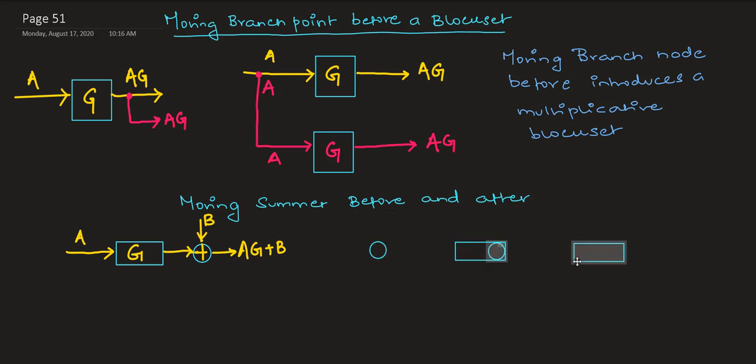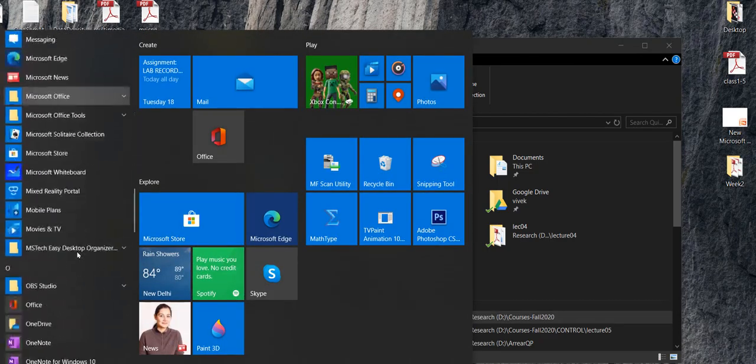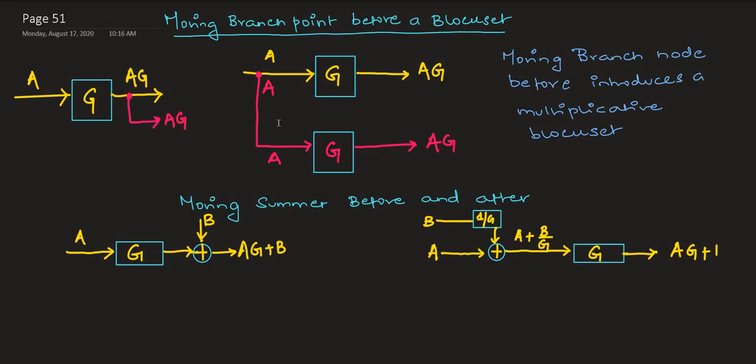Next, what we are seeing here is what happens when you move your summation from one place to the other. Here, instead of the branch point, I'm using a summation point. I'm placing the summation point after the system G in the first case, and in the second case I'm placing the summation point before the system. The output of the summation is AG plus B in the first case, and in my second case also the output should come as AG plus B, and that is exactly what we see here. Good. And in order to do that, I have introduced a cascade block of 1 by G.